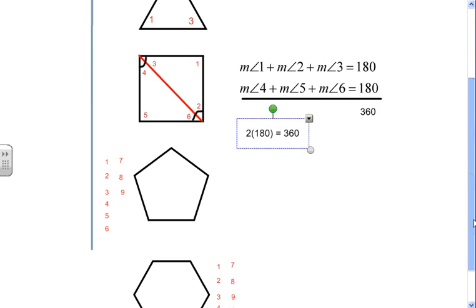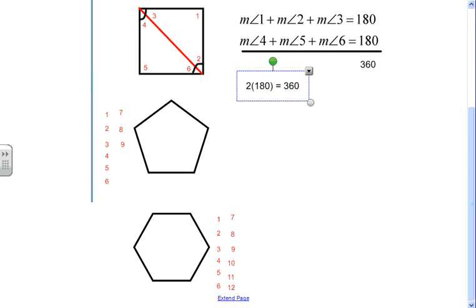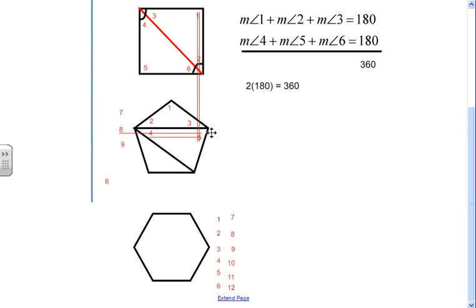So let's look at one more example, maybe 2 more examples. If I have a 5-sided figure, if I start from one vertex and draw in the diagonals, how many triangles have I created? I've created 3 triangles. So let's look at the angles again. We have angles 1, 2, and 3. We have angles 4, 5, and 6 in the second triangle. And then we've got one more triangle, which has angles 7, 8, and 9.